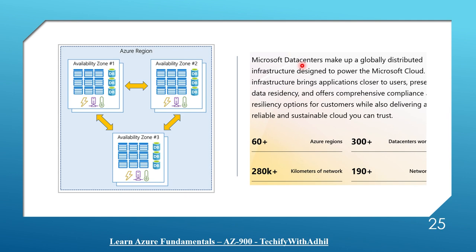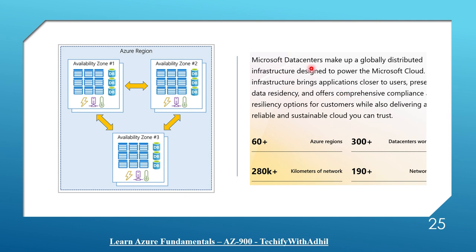Currently there are 60 plus Azure regions with 300 plus data centers, 280k plus kilometers of network connecting the data centers and Azure regions, and 190 plus network connections. So these are the current details about the Microsoft data center.